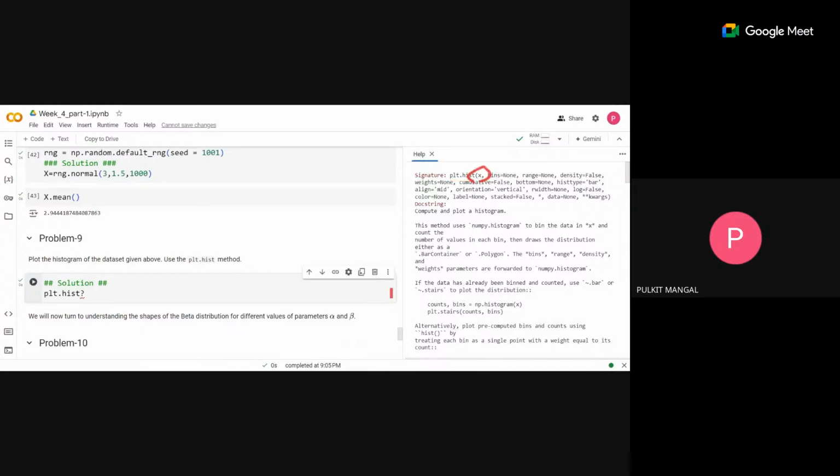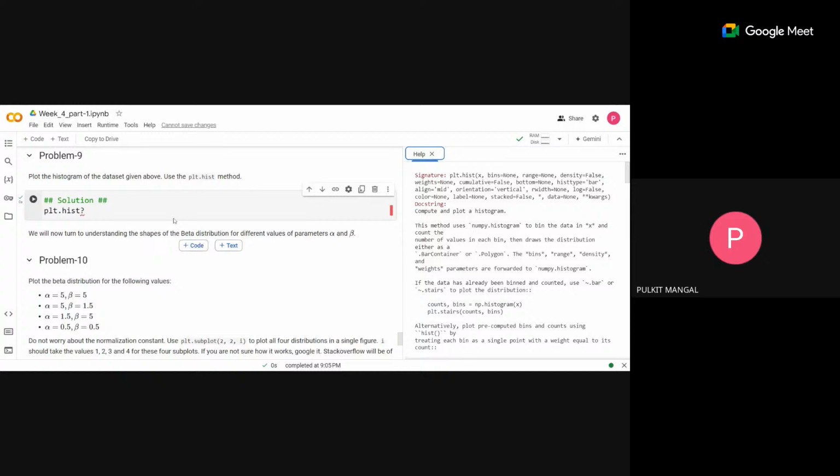Now, if you see on all the other parameters, it is written None, None, None. What does this mean? That they are not necessary or compulsory parameters. The only main parameter for the plt.hist method is x. All the other parameters are optional. If you want to give them, you can, or else it will take some default value. So let's first try with just x.